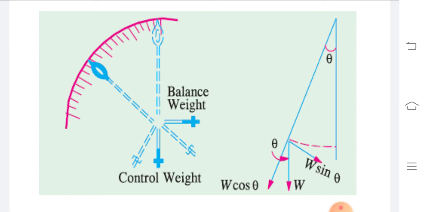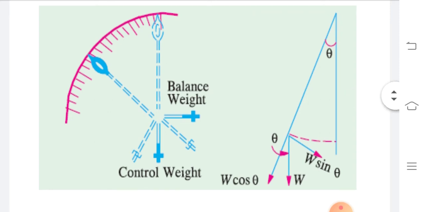So both are constant, and hence replacing those two terms with a single constant, K, since it is the gravity control method, suffix G. So finally Tc is equal to Kg into sin theta. Thus the controlling torque is directly proportional to the sine of the angle of deflection of the moving system.